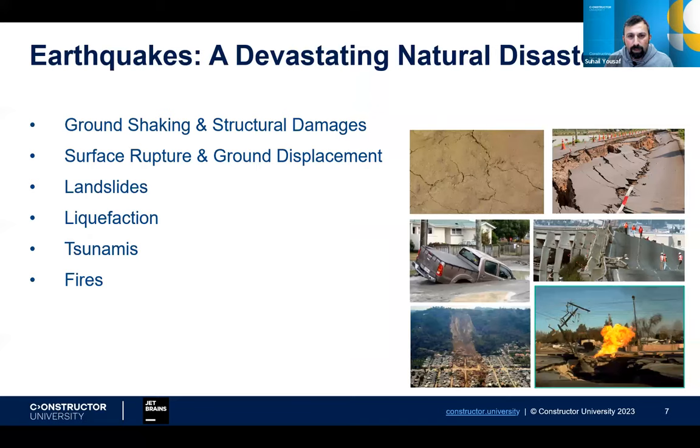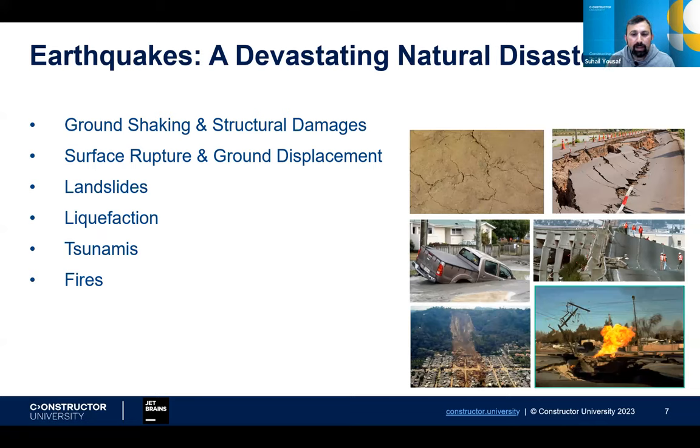Earthquakes are natural disasters resulting from the sudden release of energy within Earth's crust, and can lead to various destructive effects, posing significant threats to both property and human lives. The primary factors contributing to the devastation caused by earthquakes are landslides, tsunamis, fires, and fault ruptures.